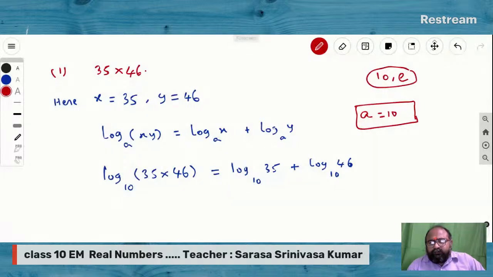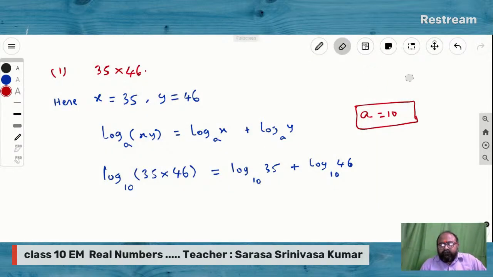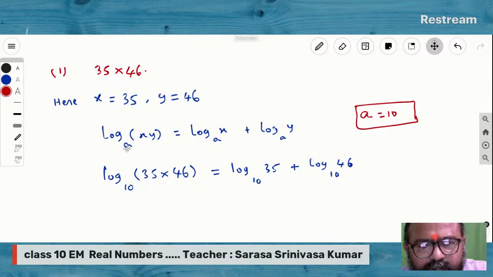Logarithm it is, I will explain all those concepts. So in this class, let us solve the problems using this formula. Here 35 multiplied by 46, we have taken a logarithm. So logarithm of 35 multiplied by 46 to the base 10 equal to log 35 base 10 plus log 46 base 10. This is by using the above formula. Similarly, we can solve the next problems.